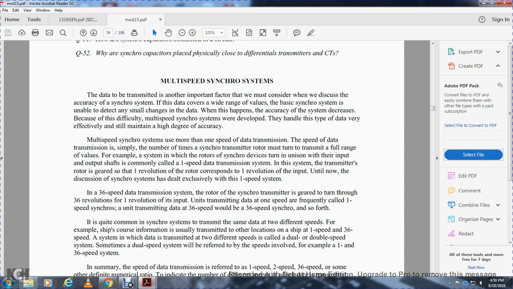The rotor must be determined to transmit the full range of values. For example, in a system where the synchro rotor is in unison with the input and output shaft, commonly called a one-speed data transmission system, the transmitter rotor is geared so that one revolution of the rotor corresponds to one revolution of the input. Until now, the discussion of synchronizing systems has dealt exclusively with one-speed systems.